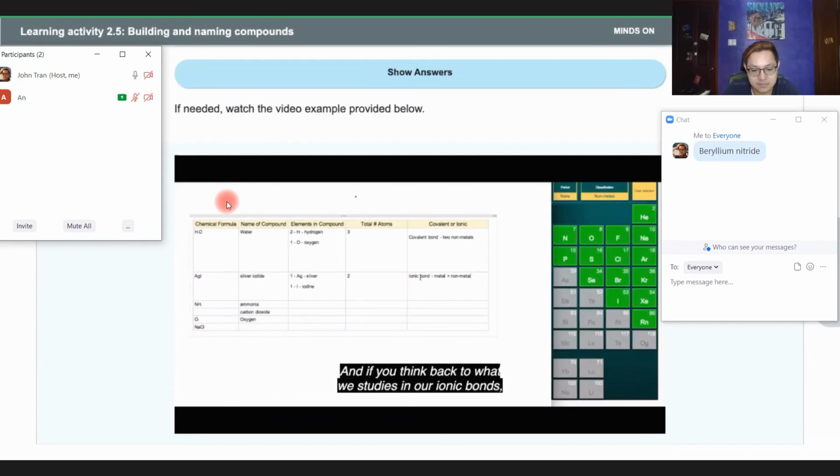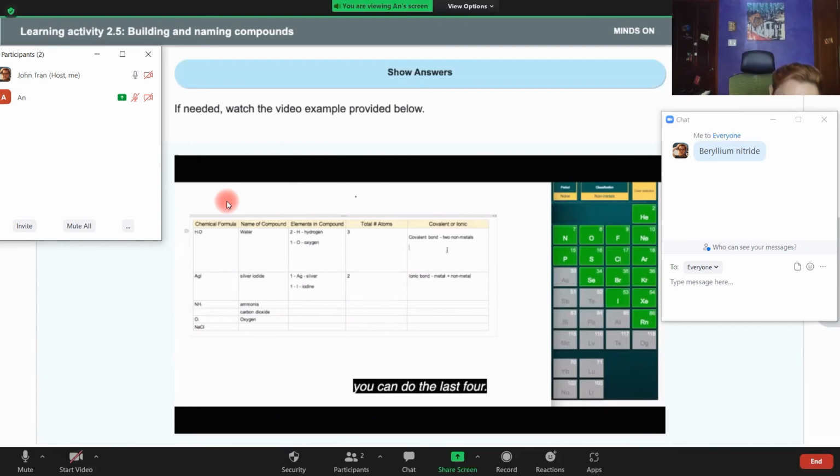If you think back to what we studied in our ionic bonds, usually one of the two ions is giving away an electron, and that electron is being taken in by another atom, so you end up with positively and negatively charged ions which are attracted to each other. That's the ionic bond, where the ions, those charged particles, bond together. In a covalent bond, when we have two nonmetals bonding together, they're sharing electrons. Instead of giving them up, they're sharing them, and the electrons orbit around both of the atoms to create that bond. So we've done the first 2 together. You can do the last 4.